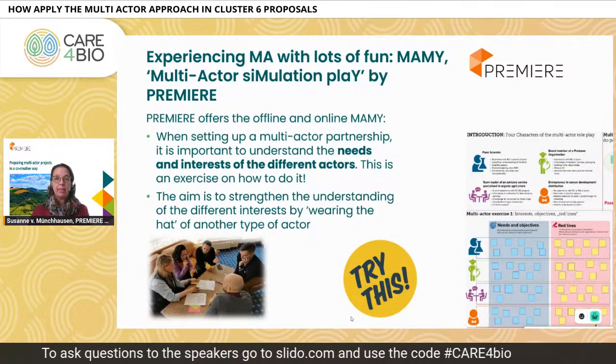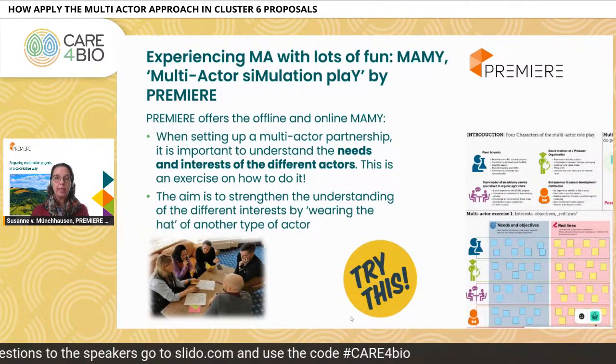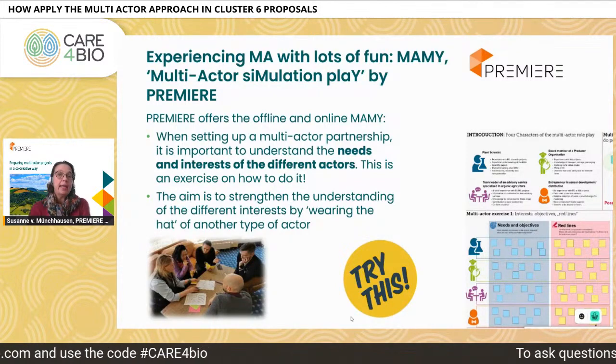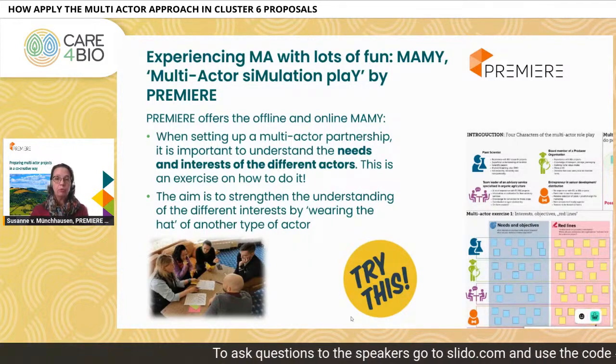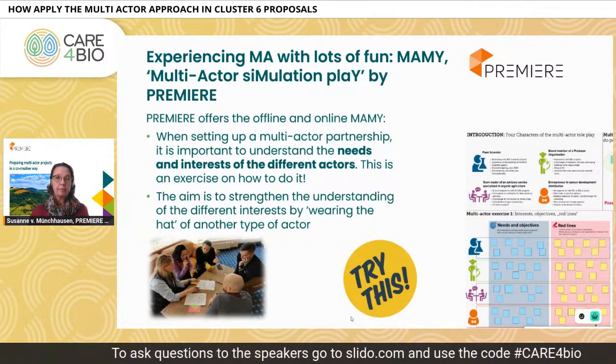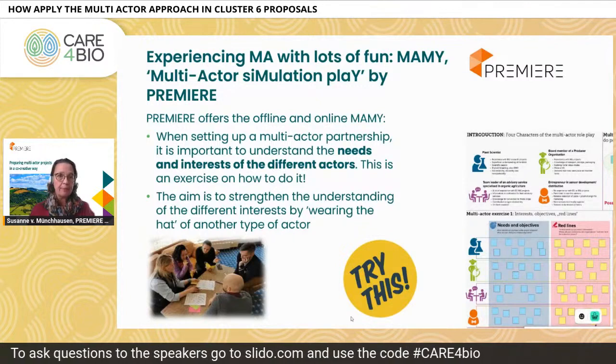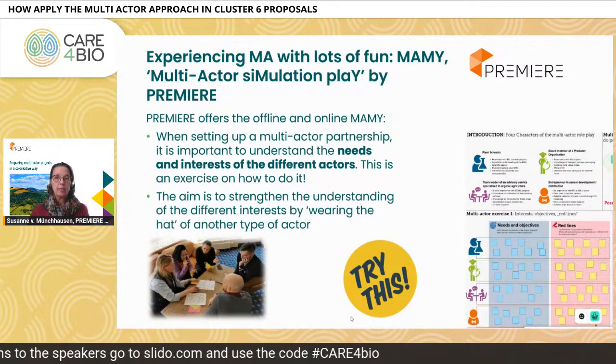When setting up a multi-actor partnership, it is important to understand the needs and interests of the different actors. And that is a practical experience on how to do it and how to provide support for those doing it. Try it. That's about Premiere and how to connect with us.